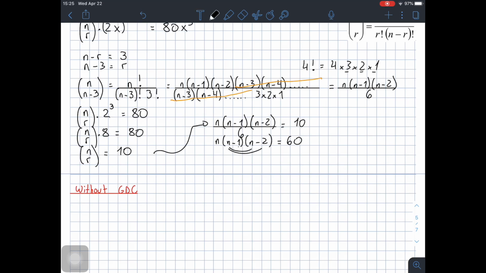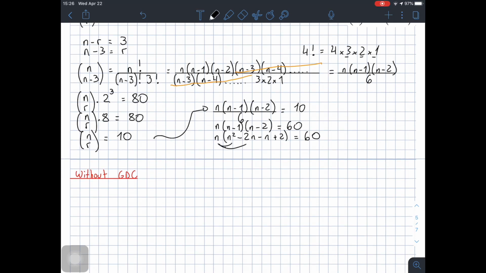First, I will do the distributive between these two, and we would get n times n squared minus 2n minus n plus 2 equals 60. Finally, if I distribute this n over here, I will get n cubed. If I add these two, this is negative 3n. Negative 3n times n is negative 3n squared plus 2n. And if I take this 60 to the other side, it'll be minus 60 equals 0. So here we get a cubic equation. That's why I told you that you will need a calculator for this one.